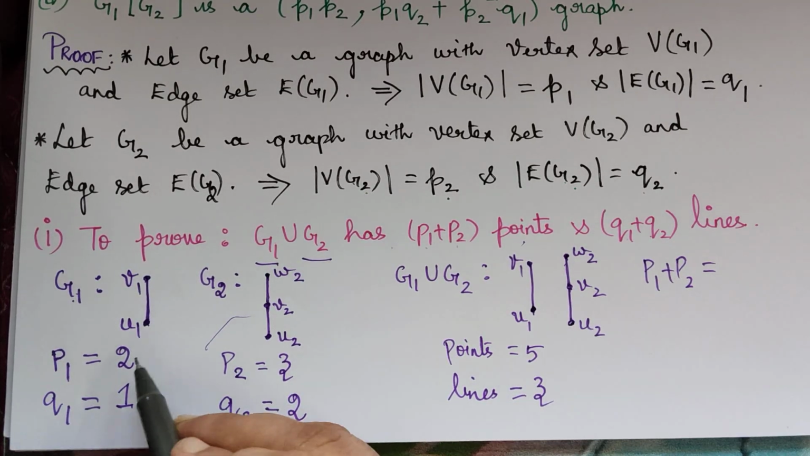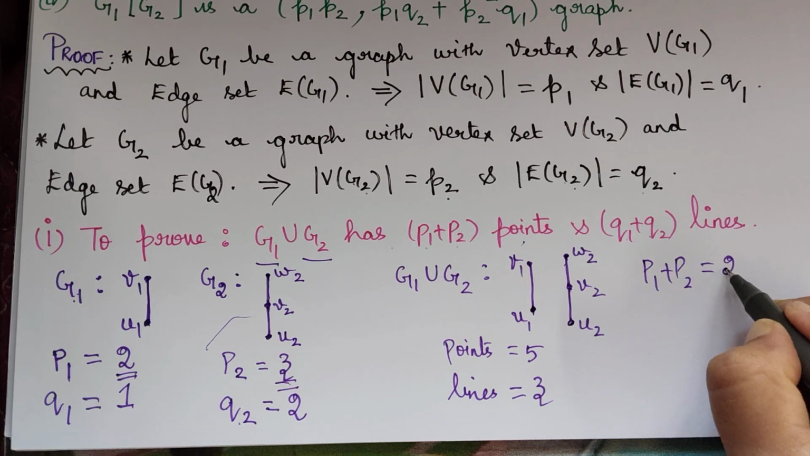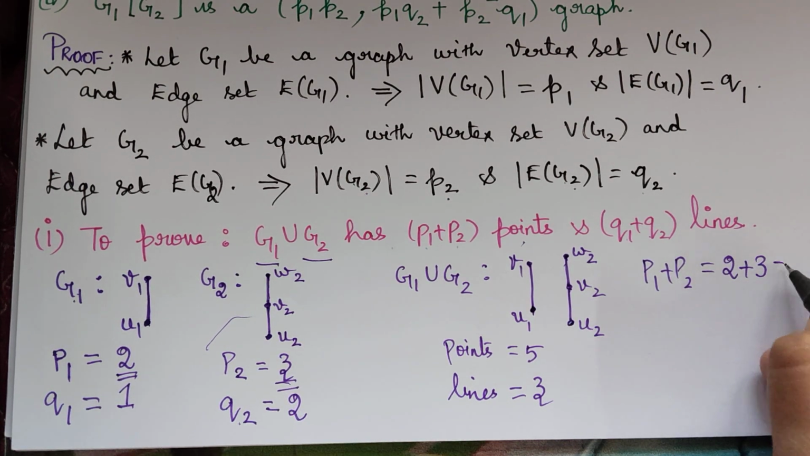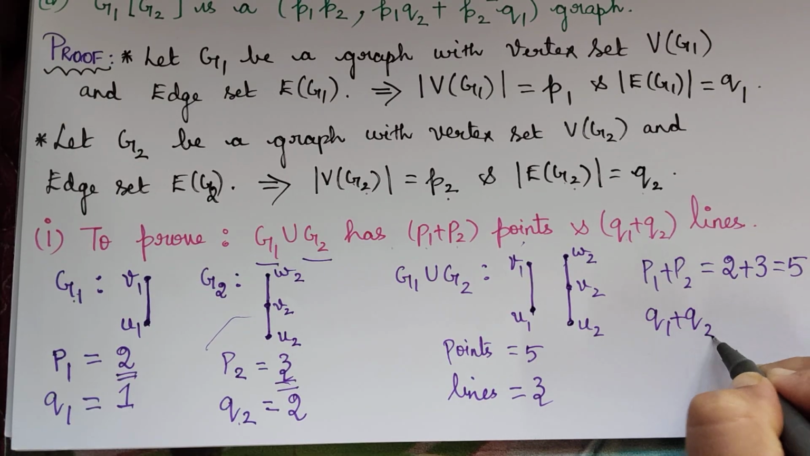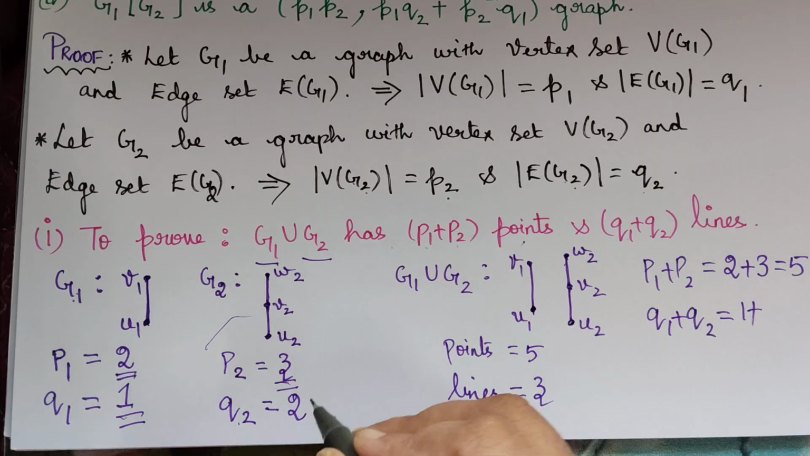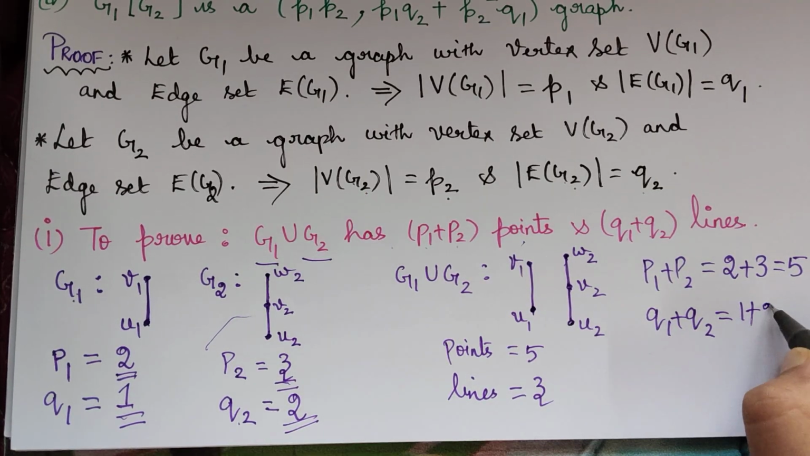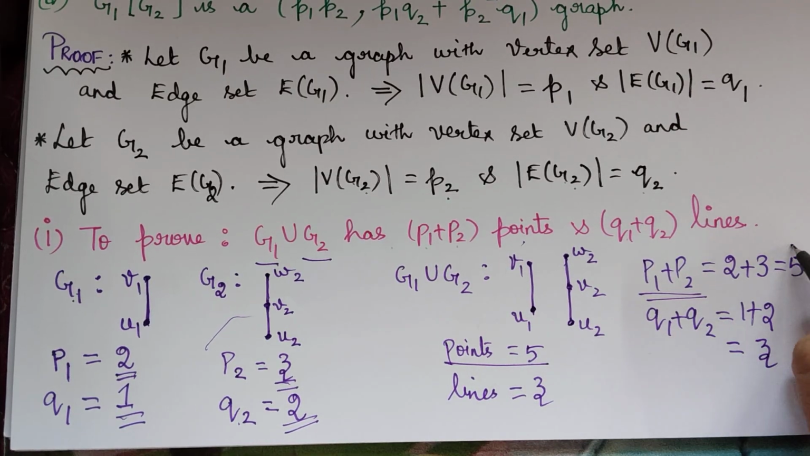So, if we check, P1 is 2 and P2 is 3. So P1 plus P2 is 2 plus 3, which is equal to 5. And what is Q1 plus Q2? Q1 is 1 plus Q2 is 2, and that is equal to 3. We see that the number of points is equal to P1 plus P2, which is 5.